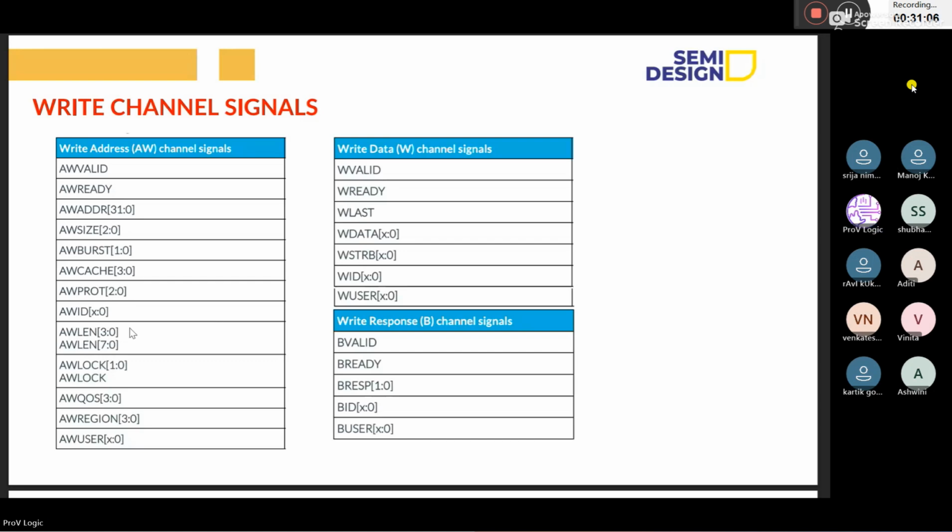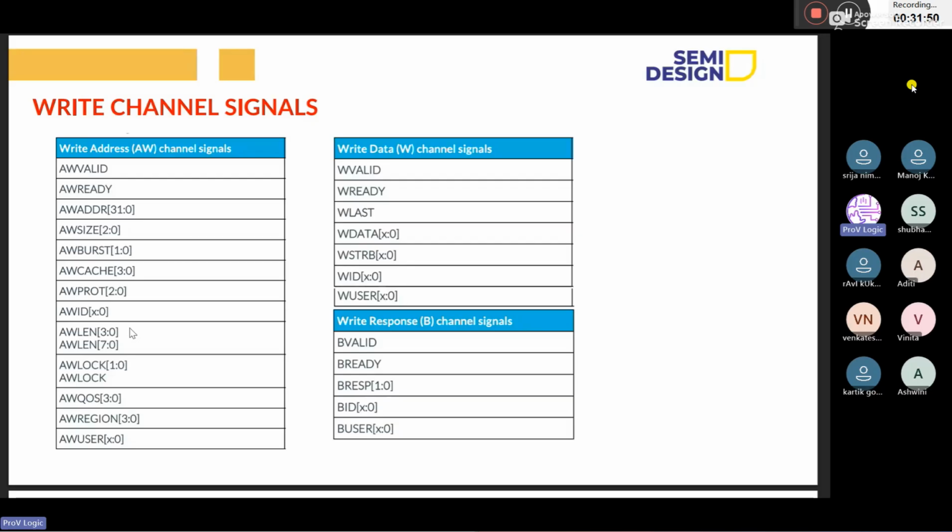Any other doubts? So that is about the write address. Next, write data. In write data also, same valid signal, same ready signal, just wait state. And last indicates the last beat in a burst, the last transfer. Last beat is nothing but the last transfer. Next, write data. It depends, because in the AXI protocol we have up to 128-bit data.